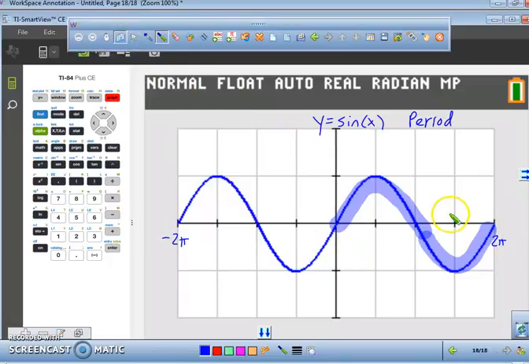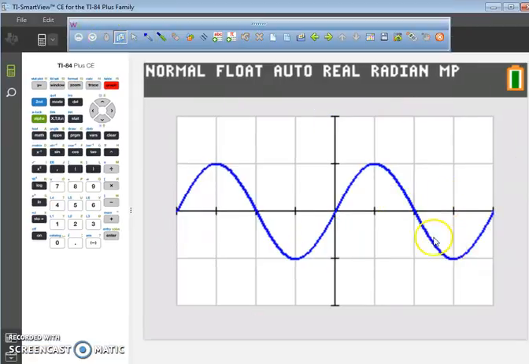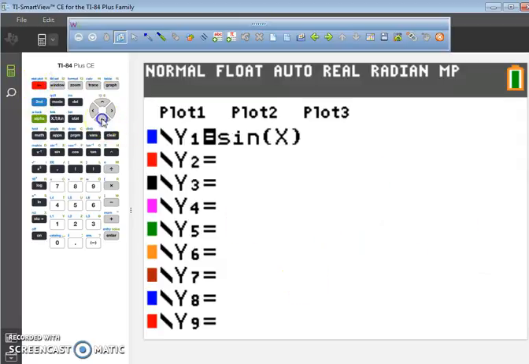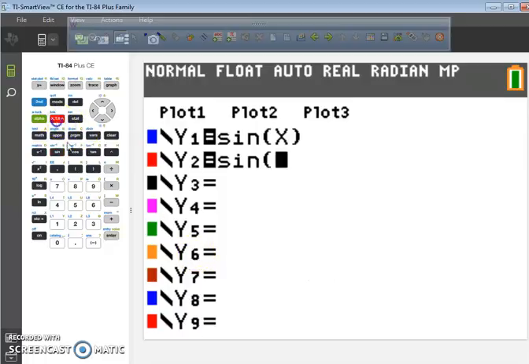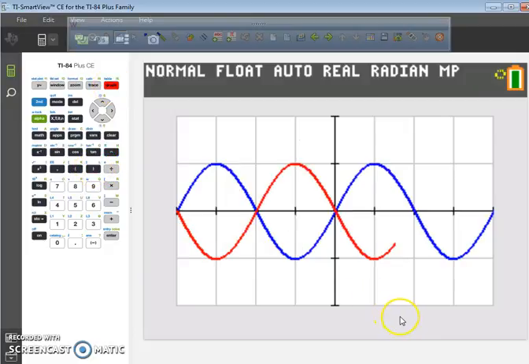Now, a phase shift is where the graph slides left or right. So check this out. For y equals, I want you to type in sine of x minus pi. Sine of x minus pi. Hit graph. Now, kind of cool, huh?